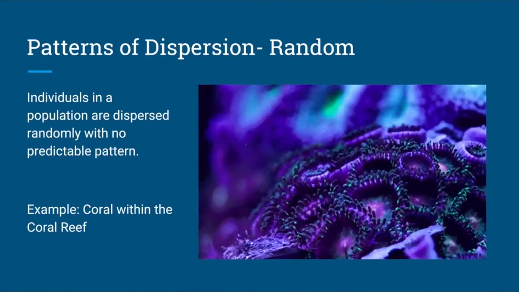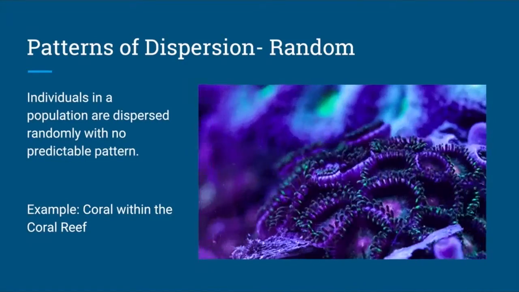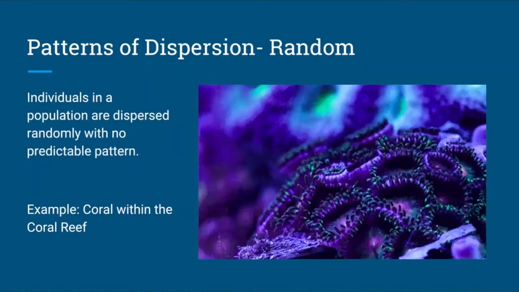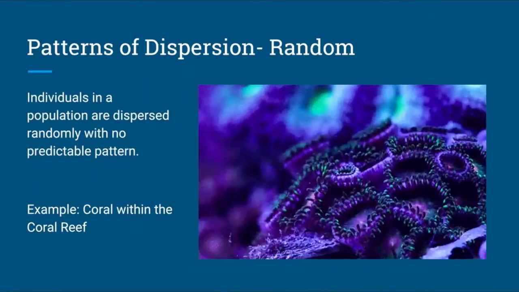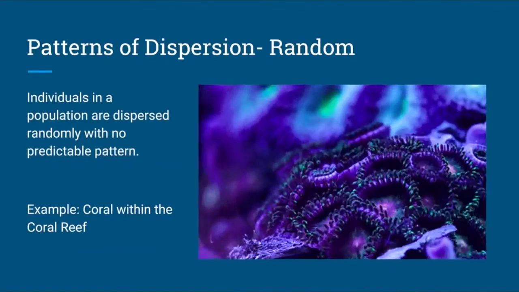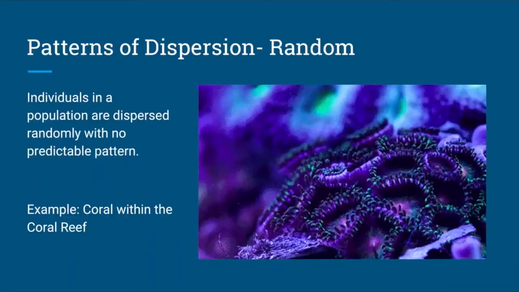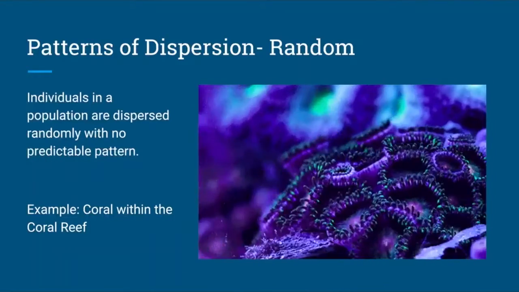This is an example of a random pattern of dispersion. Individuals in a population are dispersed randomly with no predictable pattern. For example, coral within a coral reef is dispersed randomly. Random dispersion is one of the most rare patterns of dispersion. Coral reefs are dispersed randomly because they have the ability to live anywhere within a coral reef environment, but are limited to wherever they are planted.